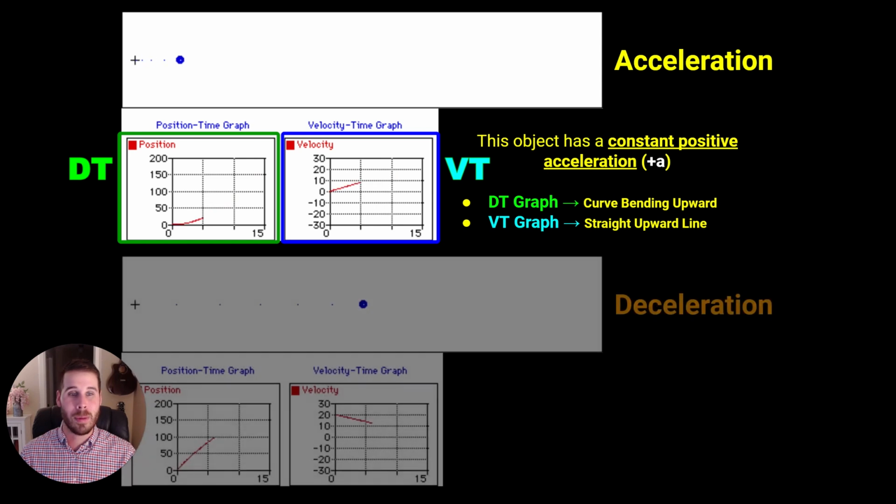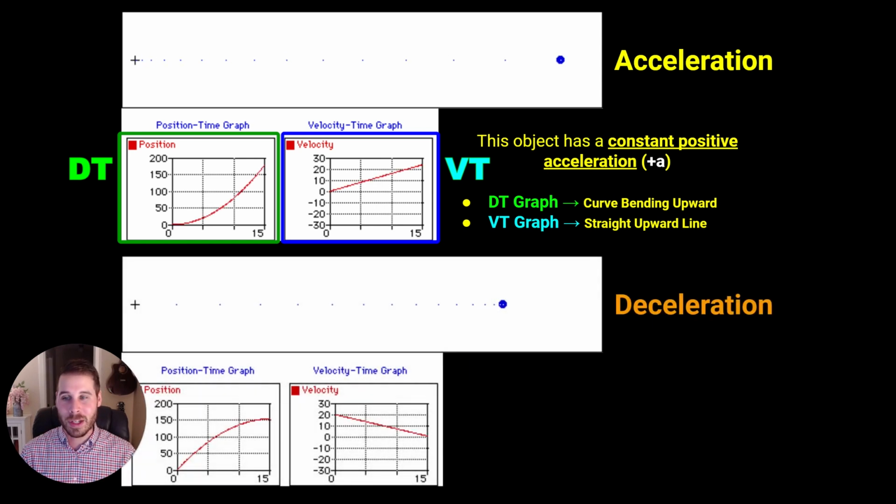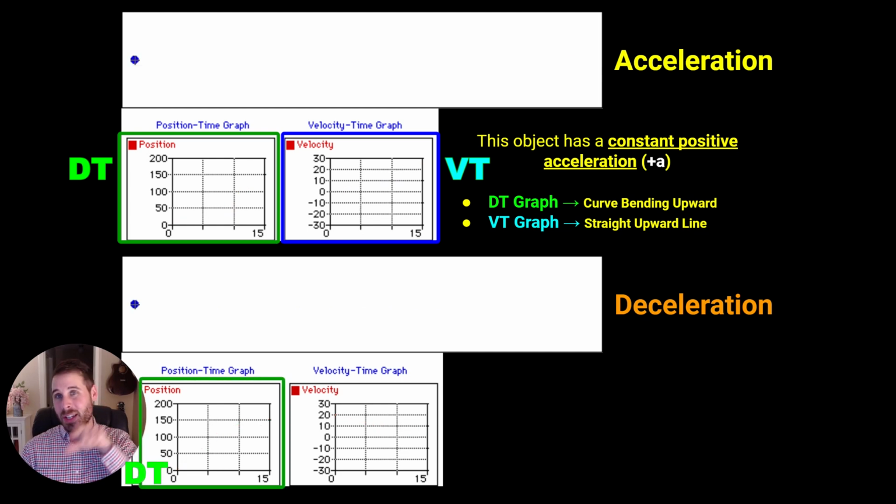What about the opposite? What about deceleration? Well, you probably know deceleration is when an object slows down. So in this second animation here, it shows an object that's originally traveling at a fast velocity, but then gets slower and eventually comes to rest. So what does the DT and VT graph look like in this case? Well, the DT graph starts out with a high slope because it's going fast, but then it kind of peters out and flattens to show that the speed has now gone to 0.